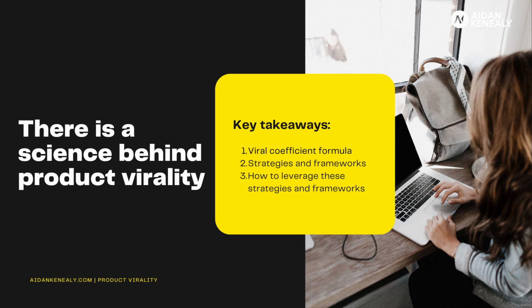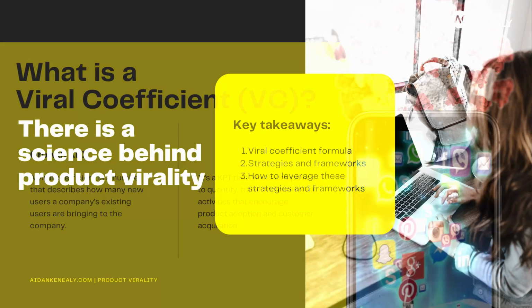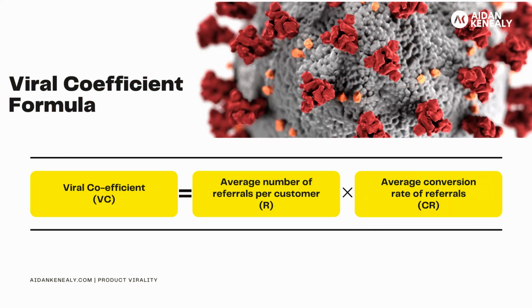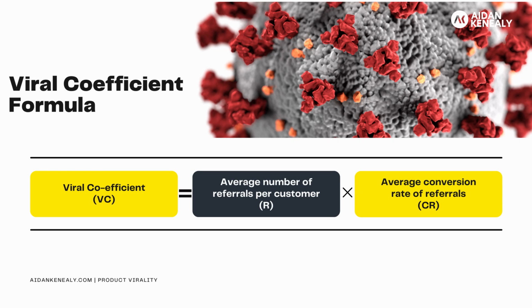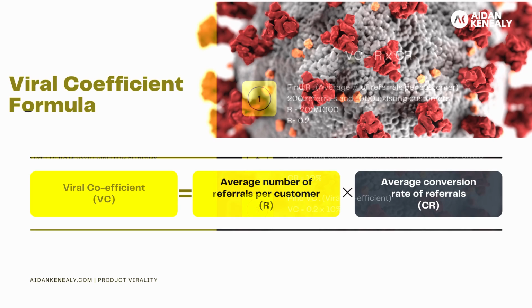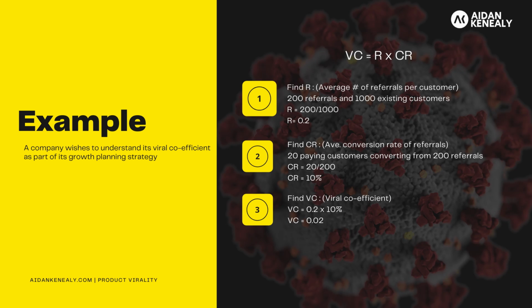Let's explore the concept of the viral coefficient and what this means for virality. Now, a viral coefficient is a number that describes how many new users a company's existing users are bringing to the company. It's a growth KPI that allows companies to quantify, track, and control for activities that encourage product adoption and customer acquisition. The viral coefficient is calculated using the following formula. VC equals R times CR, where R is the average referrals per customer and CR is the average conversion rate of referrals.